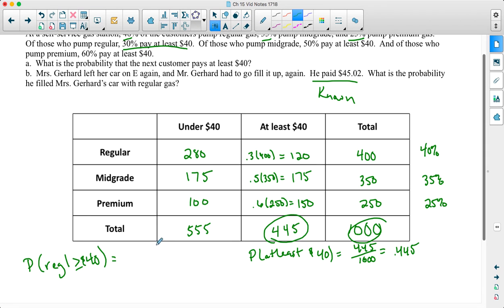Well, how many people paid regular and at least $40? That's 120. Out of how many paid at least $40? 445. And that's our probability. 120 over 445. It is what it is. We could reduce that, but that's our answer. We can reduce it down to decimals, or at least reduce it in simpler terms. But it's actually pretty easy. 120 out of 445, because that's how many people actually paid at least $40.